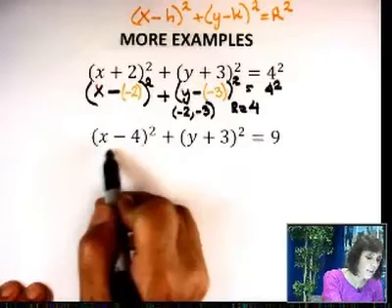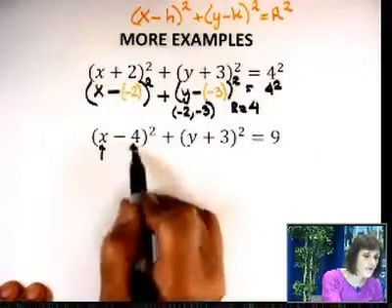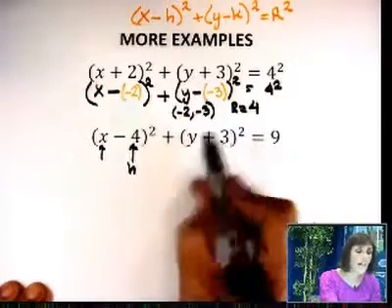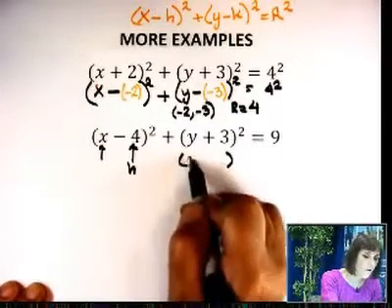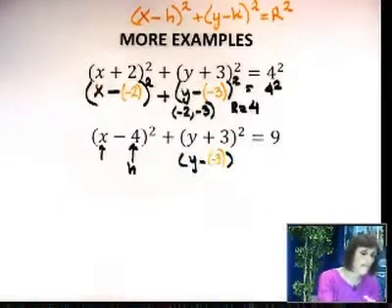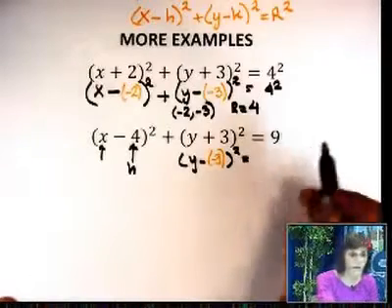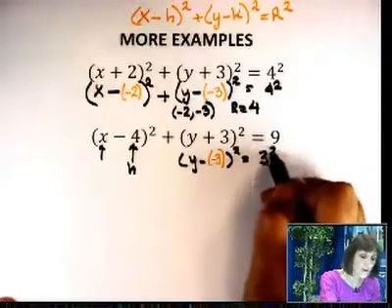Same track. Here's x minus. Minus is in the formula, so this is my h. But here I need to do the trick. y minus, minus 3, squared. And 9, that's not in the squared form, it's actually 3 squared.